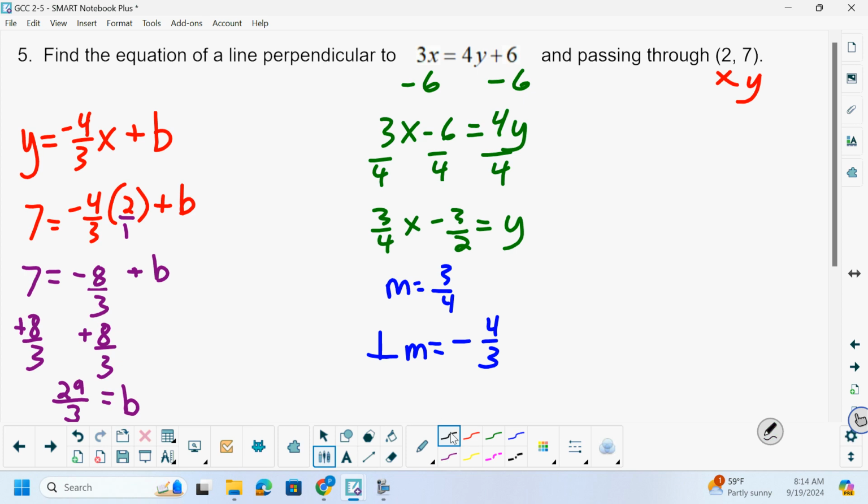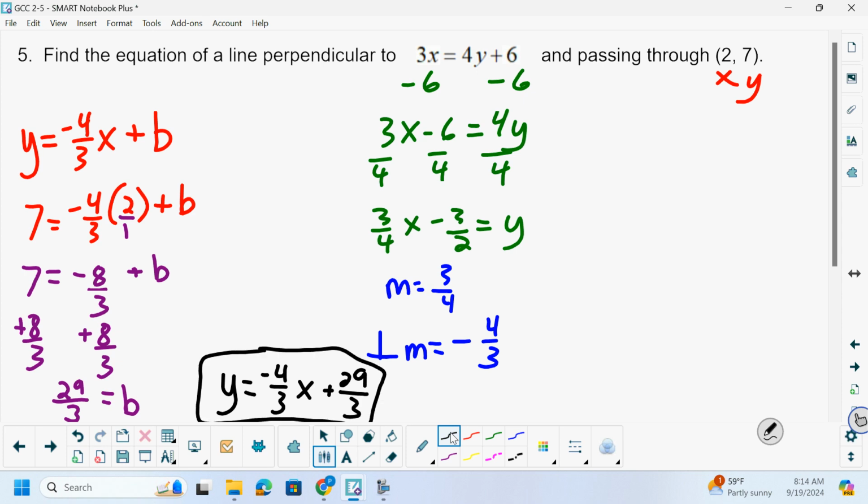And to finish out, we'll just write our equation. Always use the new slope. Never go back to that original slope. So we'll have y equals negative 4/3 x plus 29/3. And again, if you want to check your answer, put that equation in a graphs page, do a Control T, and see if that point 2, 7 is one of the points in the table. If it is, then you can be confident in your work.